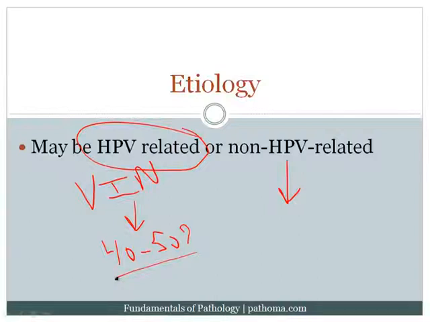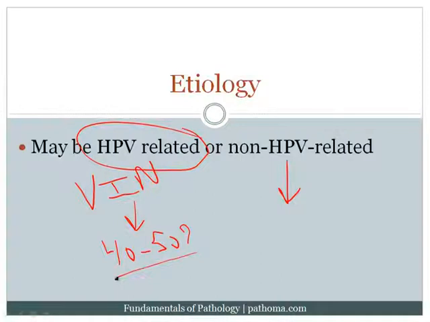So again, what's the summary? It's that vulvar carcinoma has two pathways. Pathway A, HPV related, which results in dysplasia, and then subsequently results in cancer. And then there's the non-HPV related, which arises from lichen sclerosis.